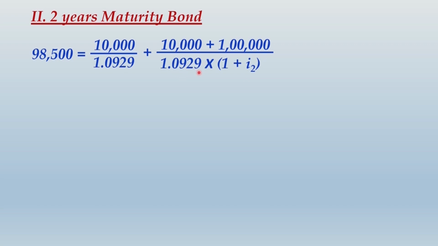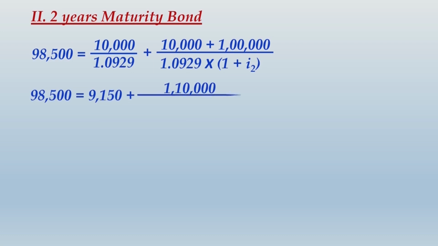Now I1 was already known, that was 9.29%. So that we have placed as 1.0929, that is 1 plus I1, and 1 plus I2 is not known in terms of I2. So I2 will be obtained through this whole equation. So once you have formulated the equation correctly, solving the equation is no big deal. So let us solve this equation.